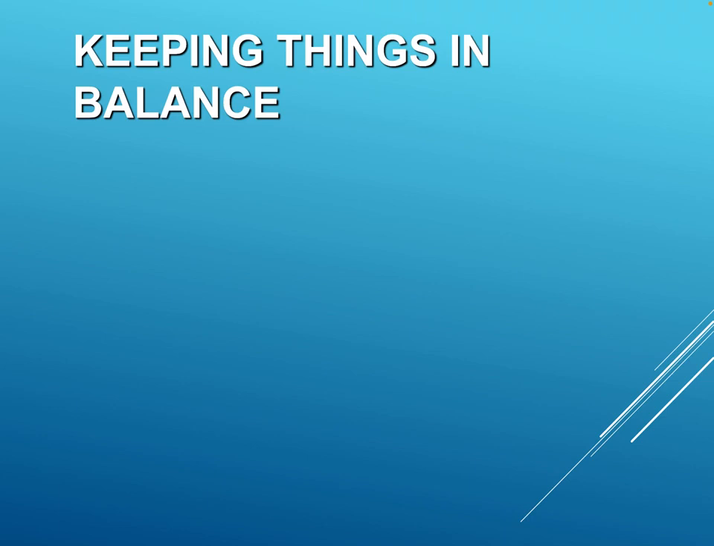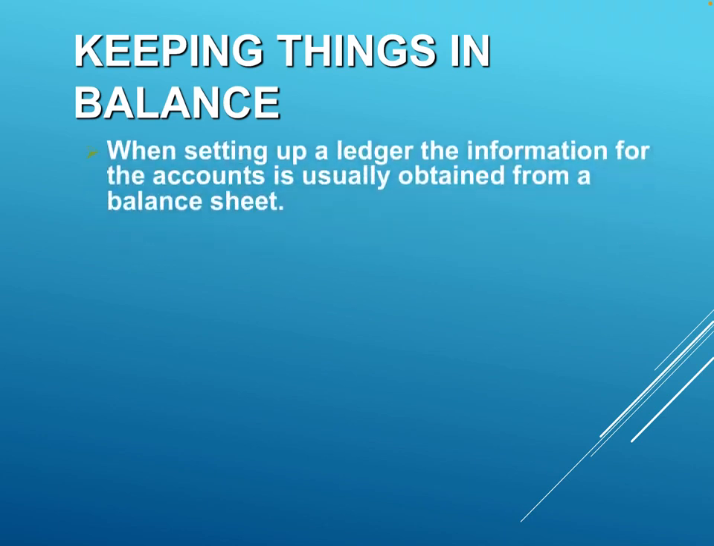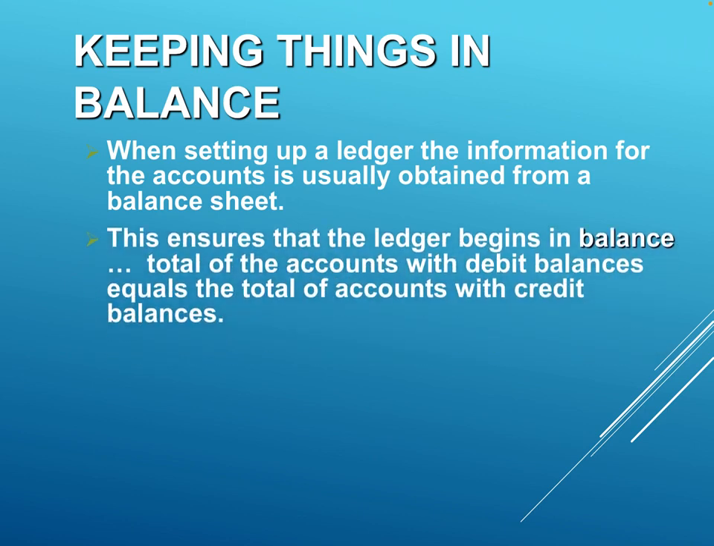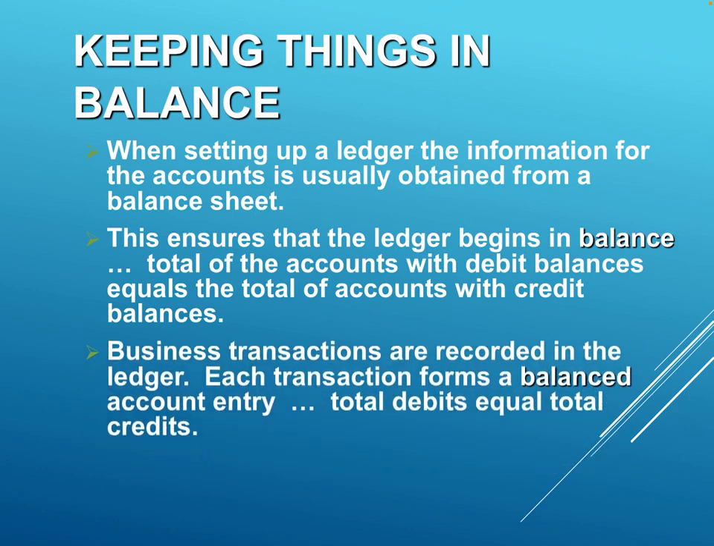So we want to keep things in balance. When setting up a ledger, the information from the account is usually obtained from a balance sheet. This ensures the ledger begins in balance. Total of the accounts with debit balance equals the total amount with credit balance. We learned in the last video, debits are equal to credits.